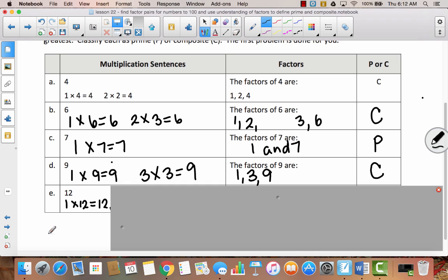So 2, 3, 4, 5, 6, 7, 8, 9, 10, 11 are the only possibilities. So after 1 is 2. So I thought to myself, is there anything times 2 that equals 12? And the answer is yes, because 2 times 6 equals 12.